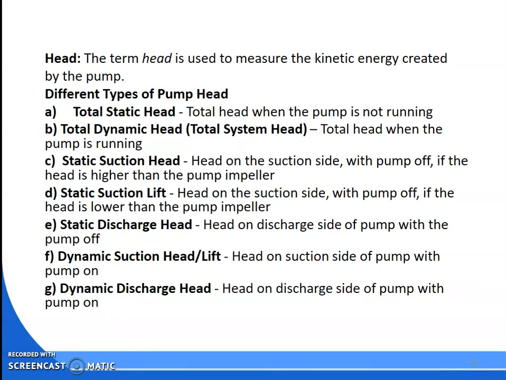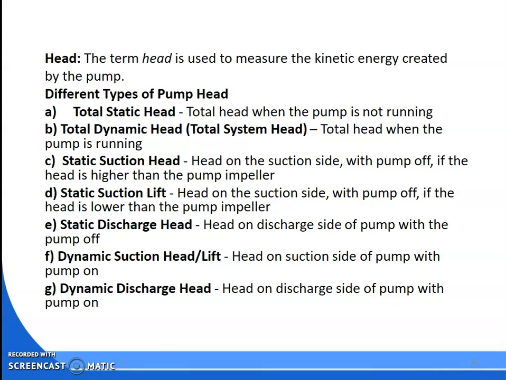Okay. Then we will discuss head and efficiency. What is head? Head is a term used to measure the kinetic energy created by the pump. So what are the different types of head? Total static head, total dynamic head, static suction head, static suction lift, static discharge head, dynamic suction head or lift, and dynamic discharge head. Head means the total head, which measures the kinetic energy created by the pump.